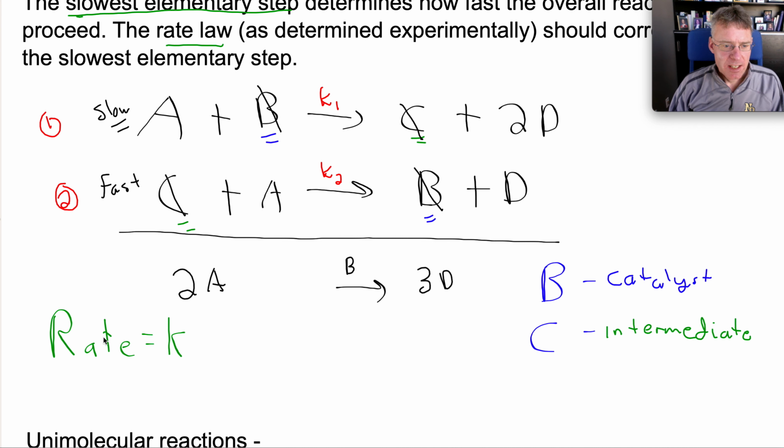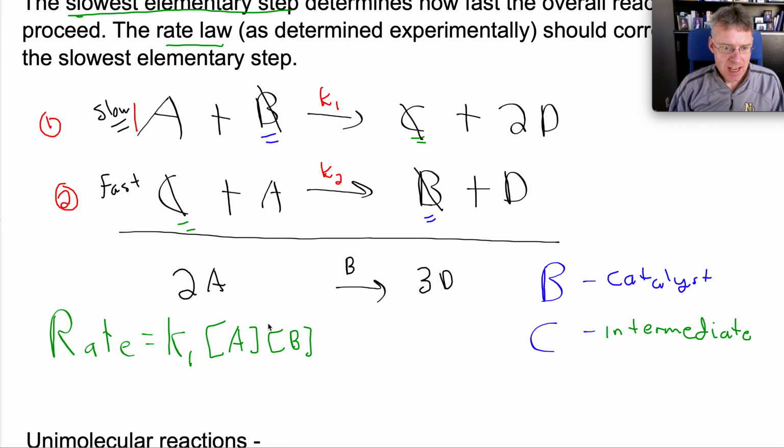So our rate is going to equal k, and it's the first step, so I'm going to call this k1 times the concentration of A. And even though B has been canceled out, B would also affect the rate. Now, when we wrote the rate laws before, we did them experimentally. The coefficients in our balanced chemical equations did not tell us the coefficients, but here they do in elementary steps, the coefficients in the slow step.